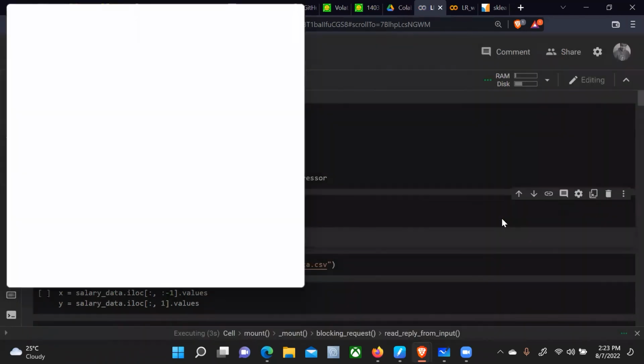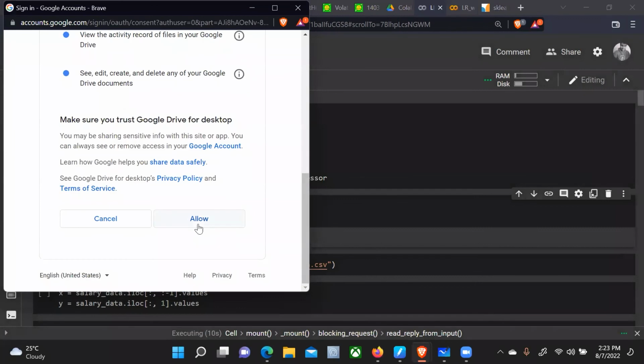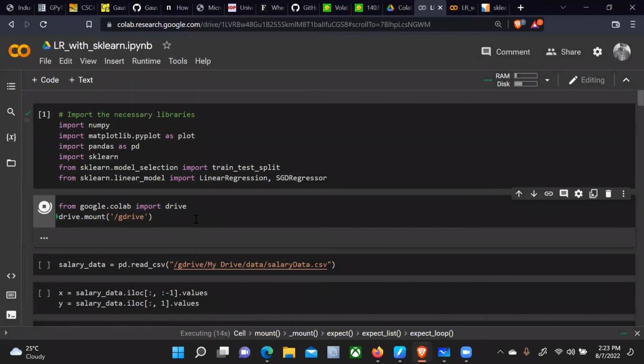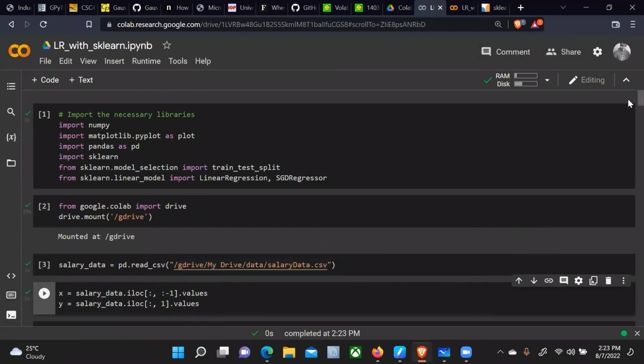So it is going to ask for connectivity to my Google Drive, which I will do right away. Once it is connected, I will be able to utilize this in my favor. Basically, this file is already available on my Google Drive, and I just need to know how to utilize it. Once it is connected, I can load this file directly on Google Colab, and then on Google Colab, I will be able to segregate.